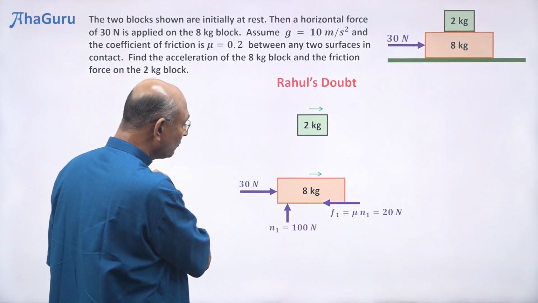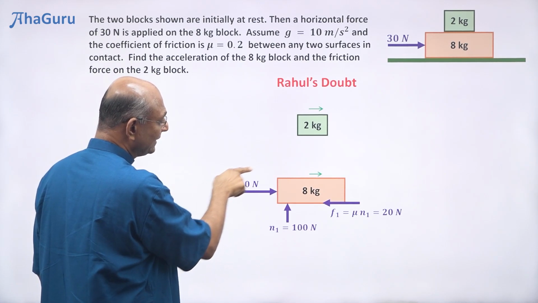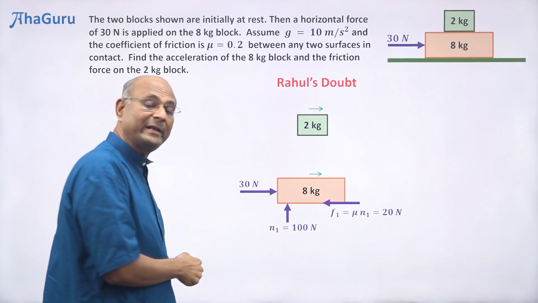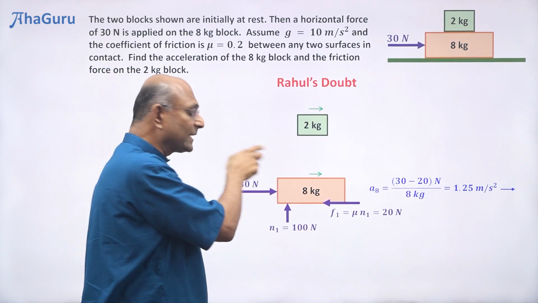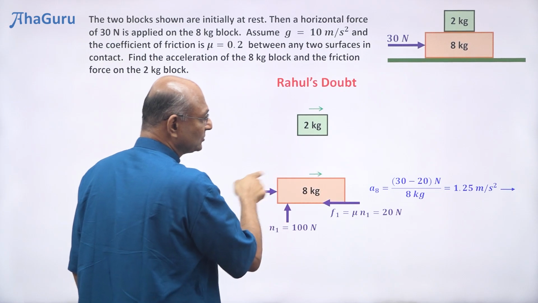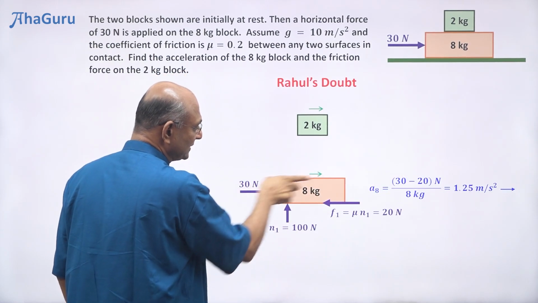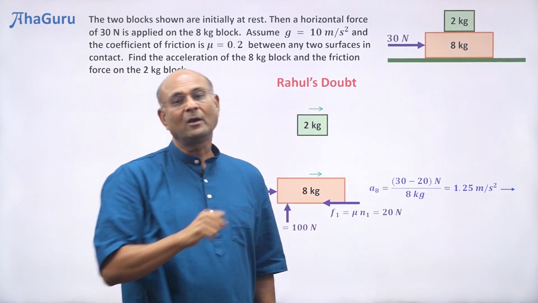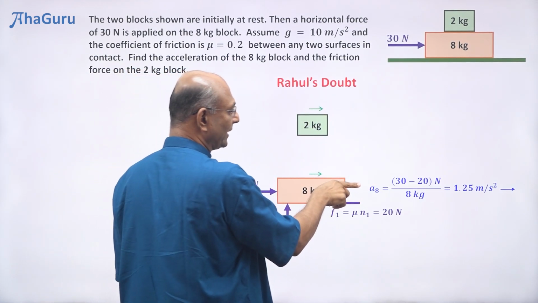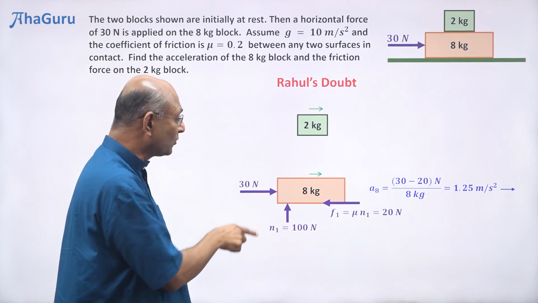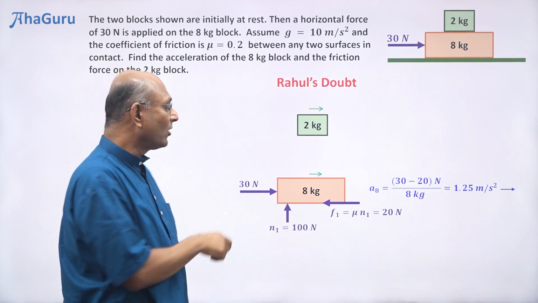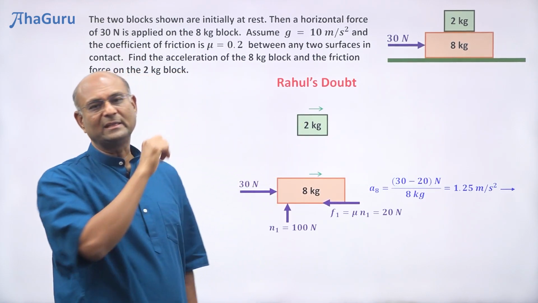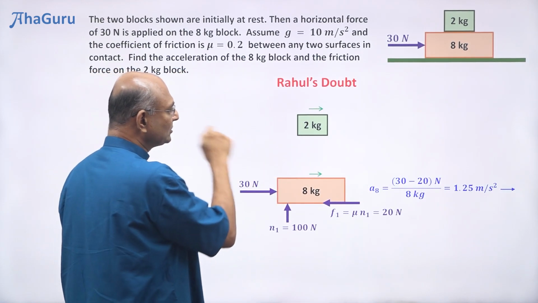Okay. Now what Rahul does is to say that if you look at the 8 kg block, it has a 30 Newton force and it has 20 Newton force this way. And so the acceleration must be 30 minus 20, right? That is the net force in this direction divided by the mass 8 kg. So 10 by 8, 1.25 meters per second square in this direction. So that is what he gets as the acceleration of the 8 kg block. Now this turns out to be wrong, and we will see why this is wrong. Let us continue with the rest of what he has done.